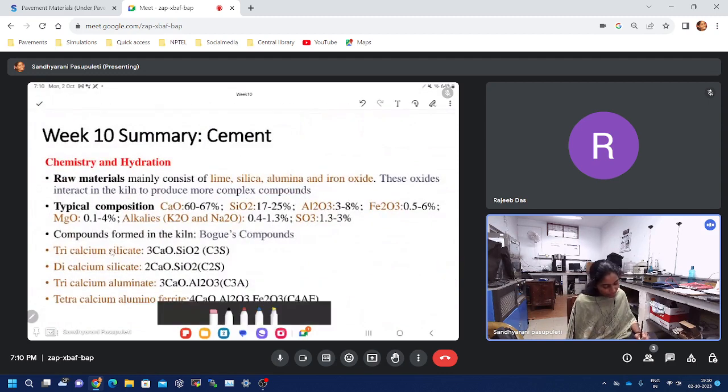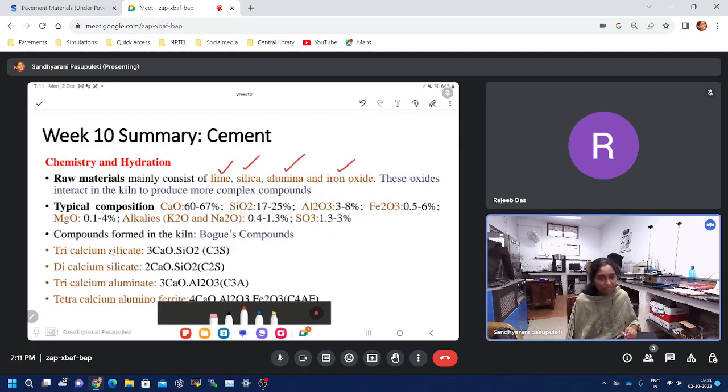What is the chemistry of this cement? We know that raw materials have a lot of lime, silica, aluminium, and iron oxide. Whenever this cement is mixed with water, there must be some kind of chemical reaction going on, and that chemical reaction will lead to an improvement in strength. That is the reason why every time we mix cement with water, after a few days or months it will become stiffer. How is it becoming stiffer? There must be some chemical process going on. Let us see what that is.